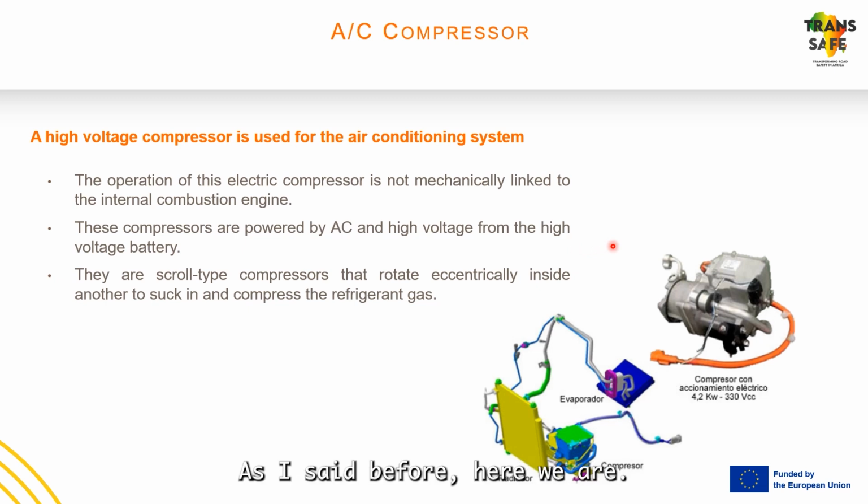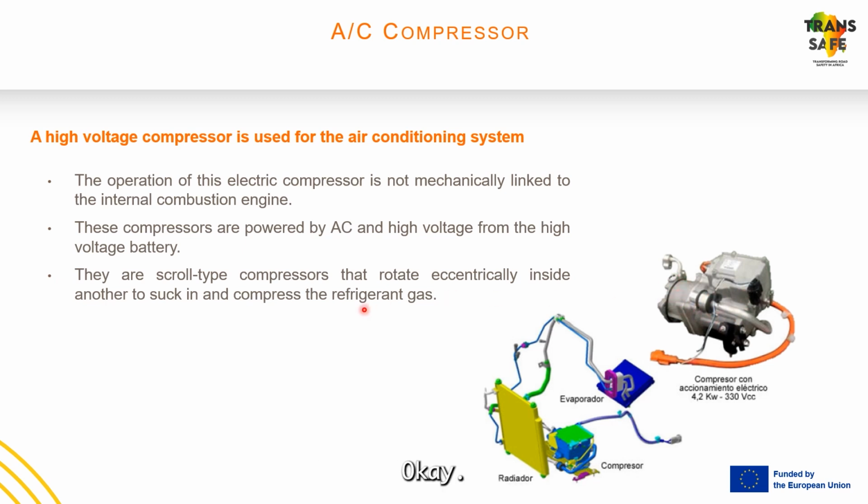Okay, as I said before, here we're gonna receive DC current. Here we have a small inverter that is gonna transform the DC to AC current. And this AC current is gonna supply the electric motor, and then it's gonna move the compressor.